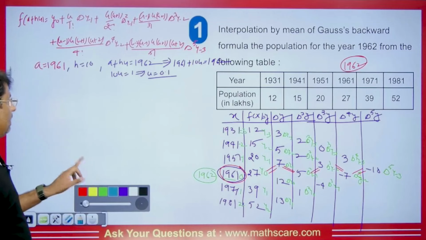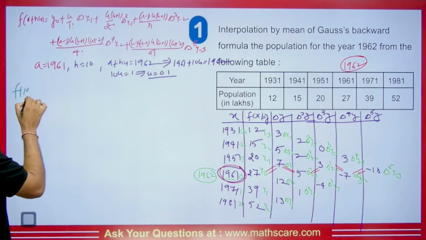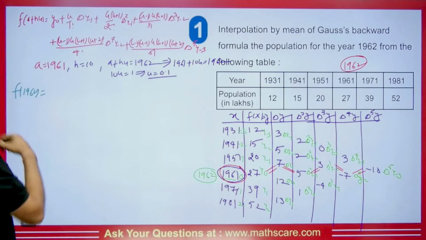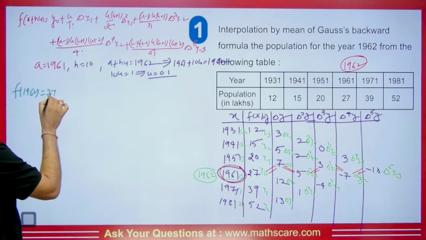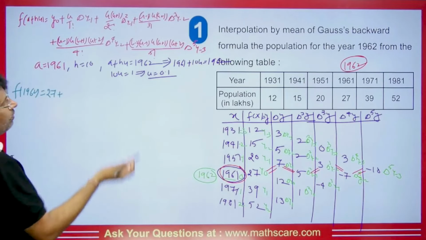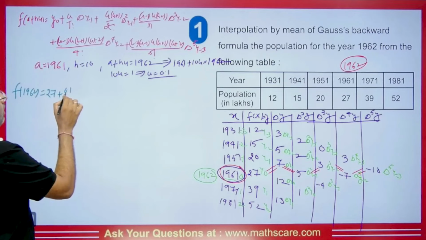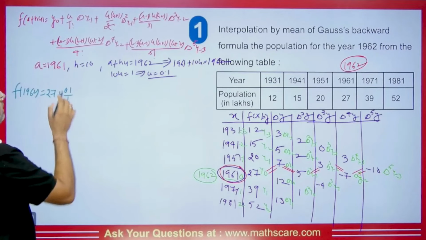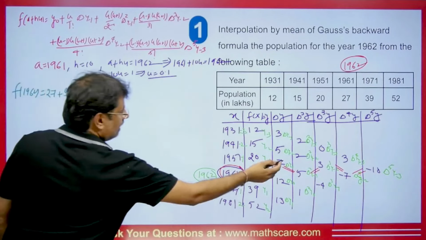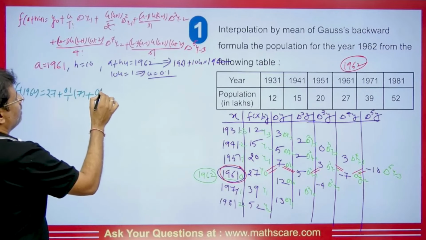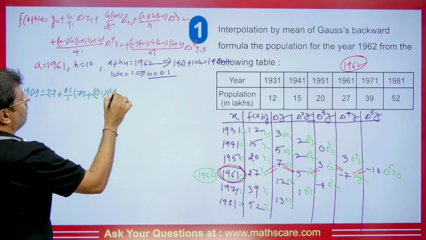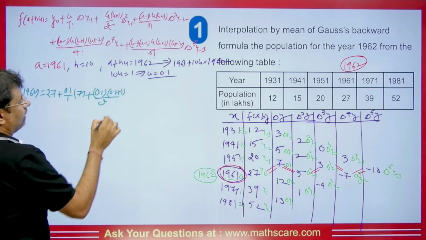We will put the value of this. What we have to do here is to get the value for 1962. So you know y0. So y0 we have here is 27, right? Plus u. This u we have here is 0.1. Are you getting it? Upon 1 factorial, which is 1, and del y minus 1. Del y minus 1 is 7. Understood? Plus this will be 0.1 and in this it will be 0.1 plus 1 upon 2 factorial.